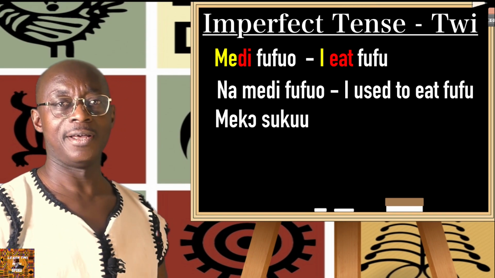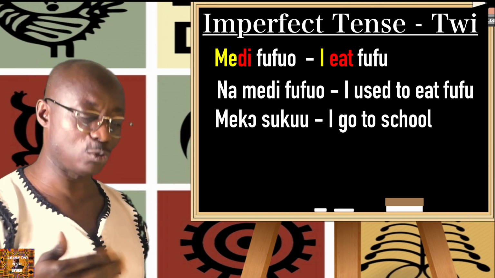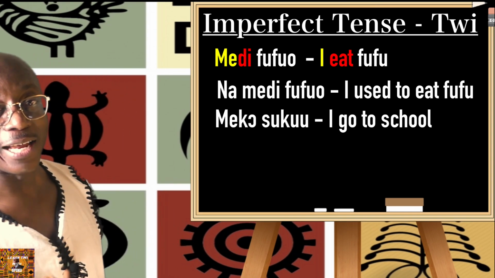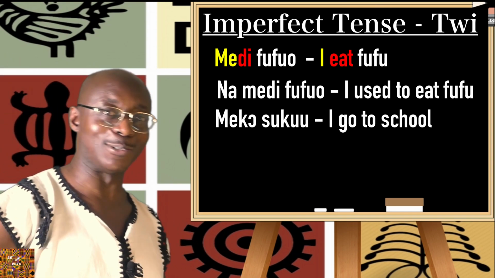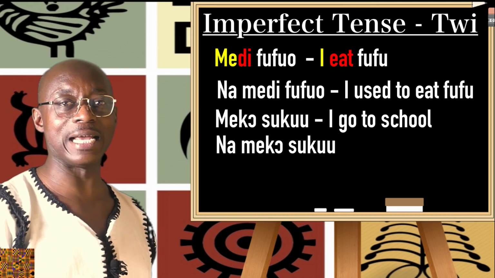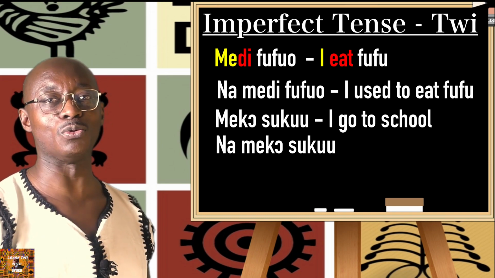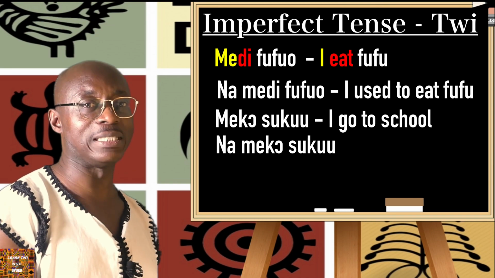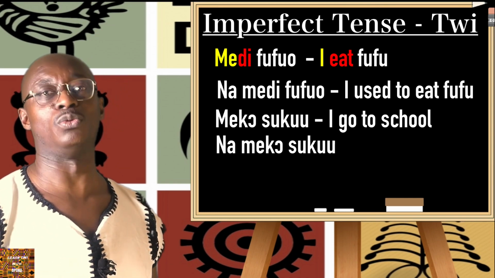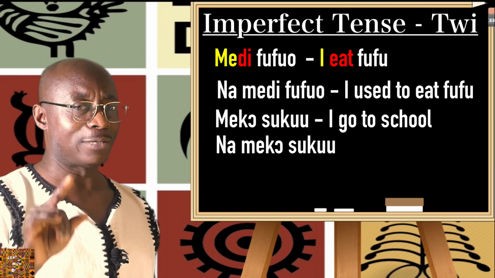Two. Mekosuku means what? I go to school. Of course, me means I. And ko means what? Go or to go. So if I want to say I used to go to school, I will say na me ko suku. I used to go to school. If I don't precede it with na and I say me ko suku, it means I go to school. It will not be in what? Imperfect state. But note something.